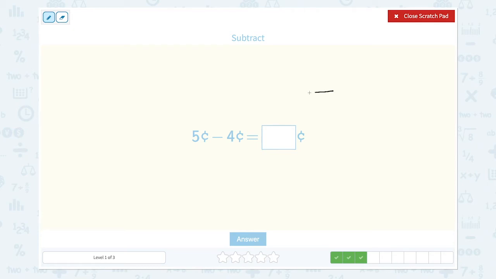Now let's use number line this time. Start with 5 and go down 4 times. 1, 2, 3, 4. 5, 4, 3, 2, 1. So 5 cents minus 4 cents is equal to 1 cent.